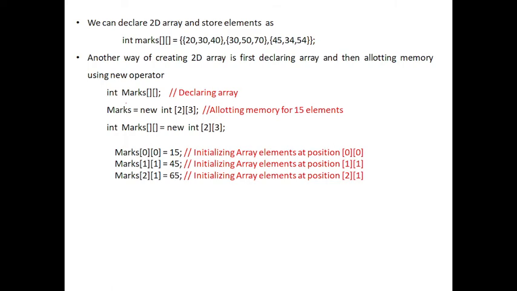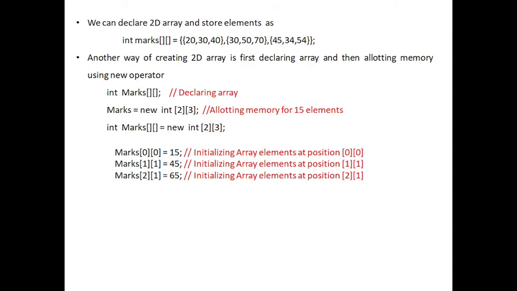If you observe here, in the declaration of the array, you have to write two subscripts of index because it is a 2D array. Next, what we have done here is memory allotment. If you want to write memory allotment, you have to use the new keyword and the data type of the array. Here, 2 and 3, the number of rows and number of columns.